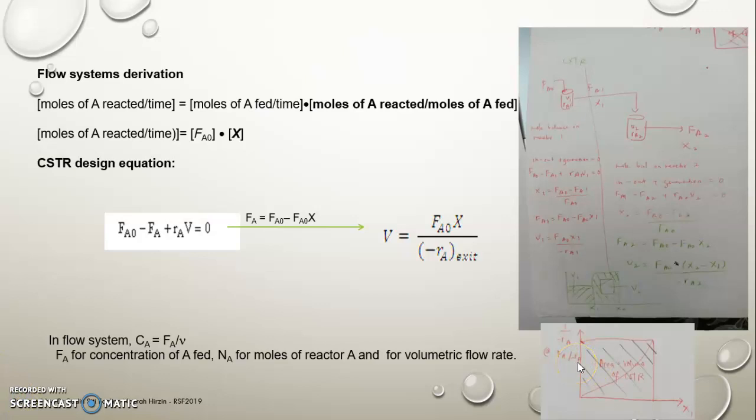So when you have done the calculation and got the value for each reactor, you have to plot the graph. You need to plot 1 over negative RA against conversion. So let's say you have two volumes in this reactor type, you need to find the value of X for volume 1 and X2, and then the value of 1 over negative RA for X1 and X2, from the data that is given.